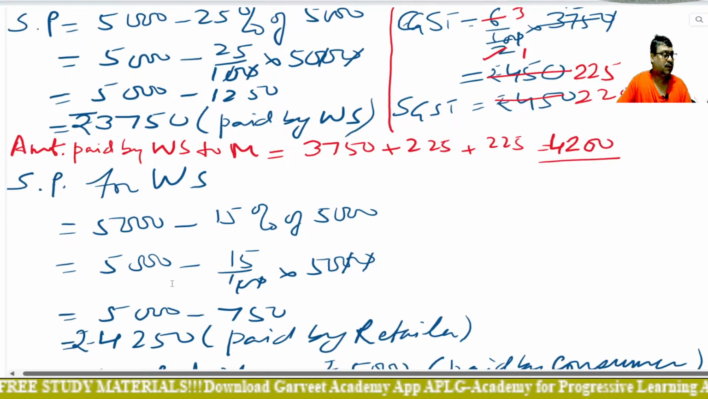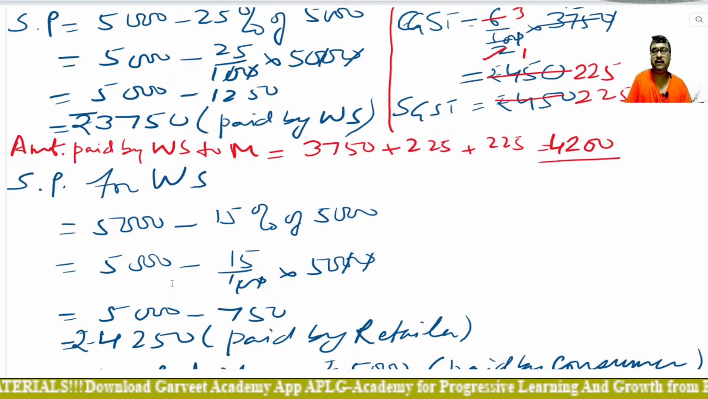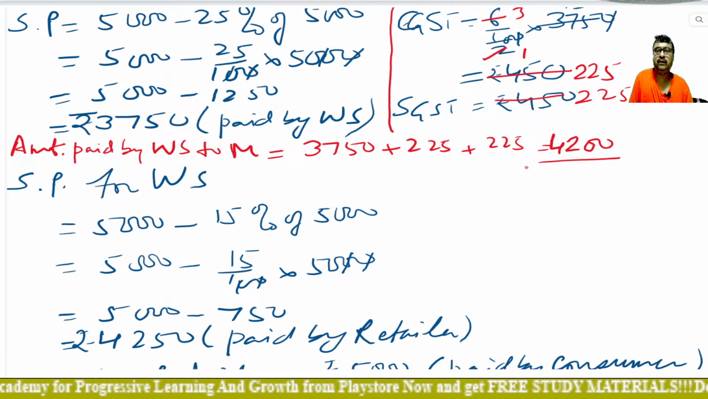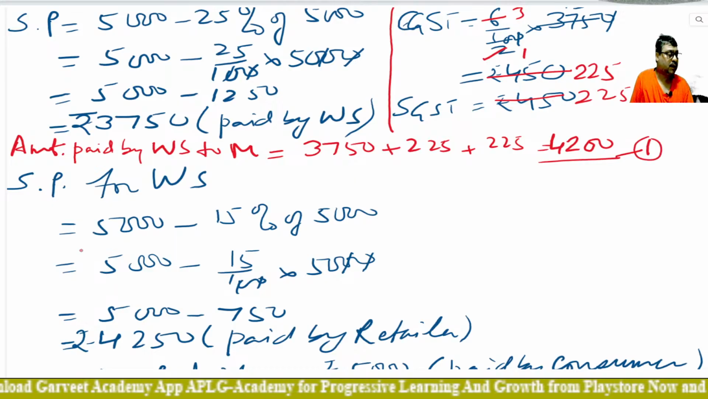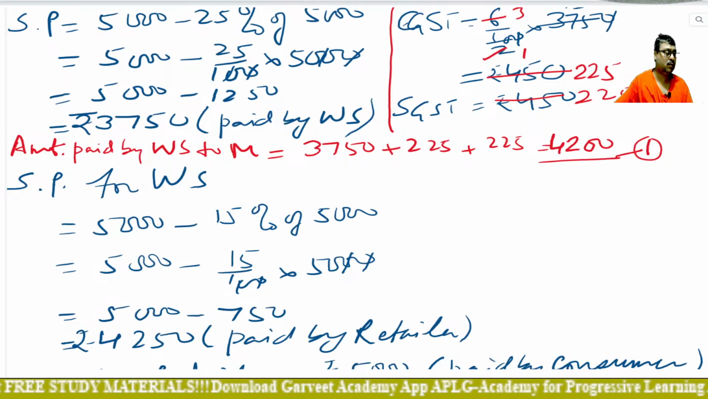Now, so this is the answer number one. The amount inclusive of tax which the wholesaler pays for the article. This is our answer one. First answer. Second one. The amount inclusive of tax which the retailer pays for the article.